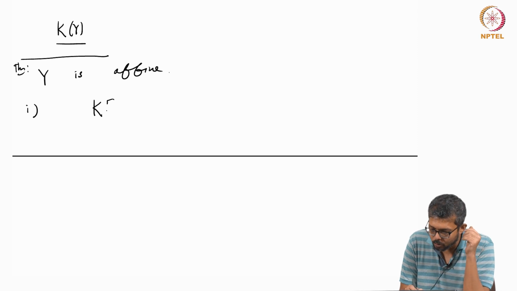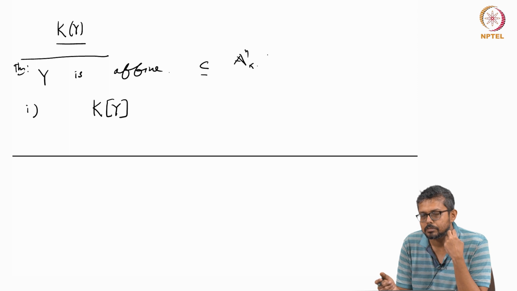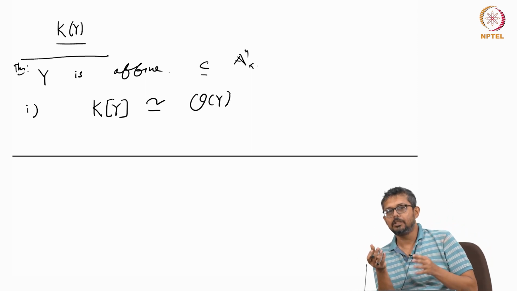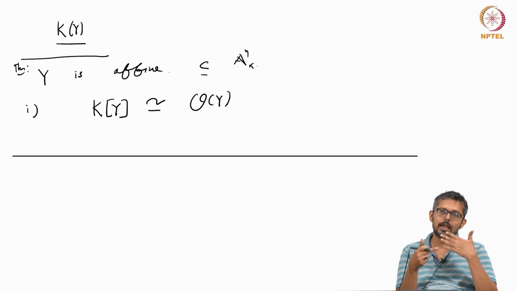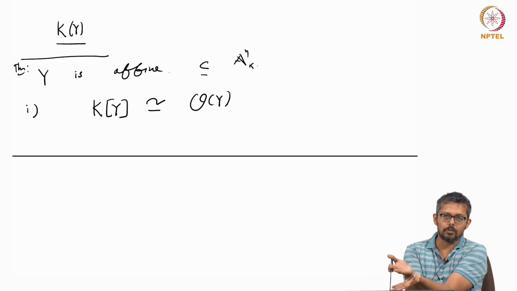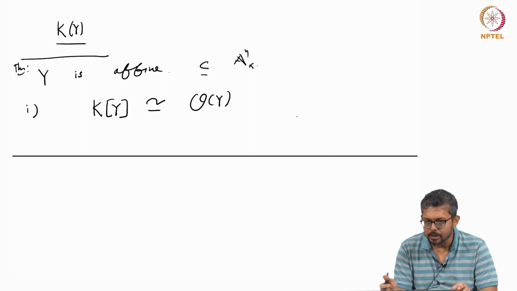So the coordinate ring. Affine means it is inside some A^n over K, right? So K[Y] is isomorphic to O(Y). You define regular functions locally, at a point, and then that forms a K-algebra, and K[Y] is also a K-algebra, which is nothing but K[x1, x2, ..., xn] modulo I(Y), and I(Y) is a prime ideal here because Y is affine. The point is that they are isomorphic.